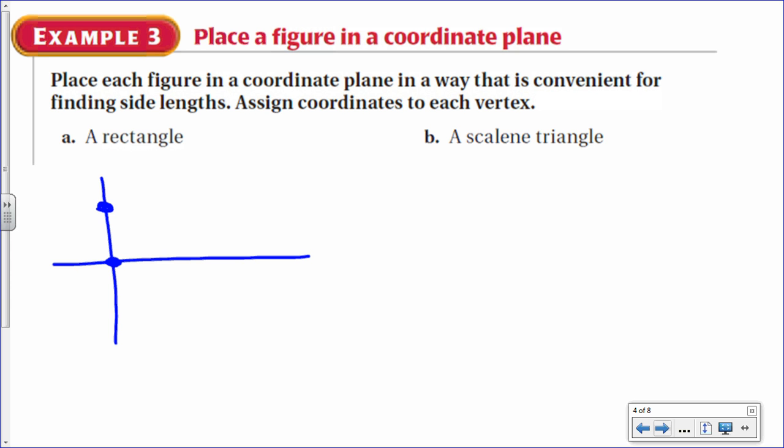So I'll put a dot here, here, and here. So I have my rectangle. And they want us to write down where the coordinates are. And of course, this one is 0, 0. All right, that's the easy one.